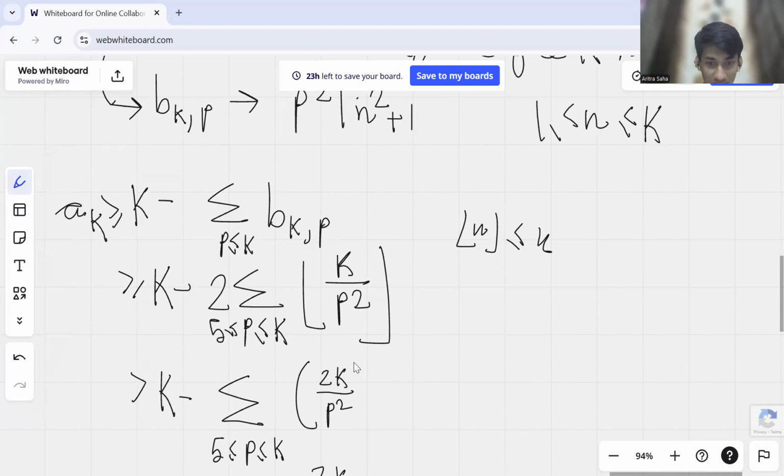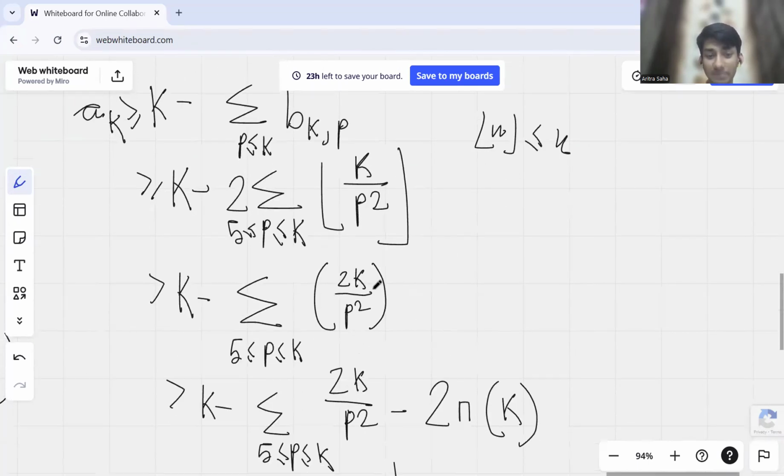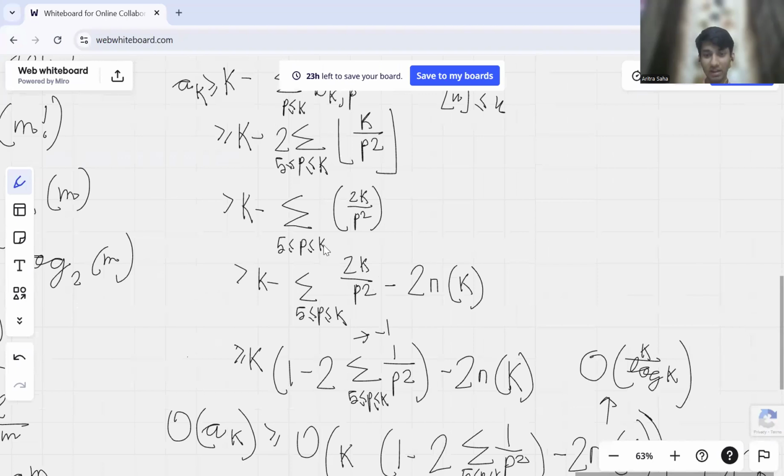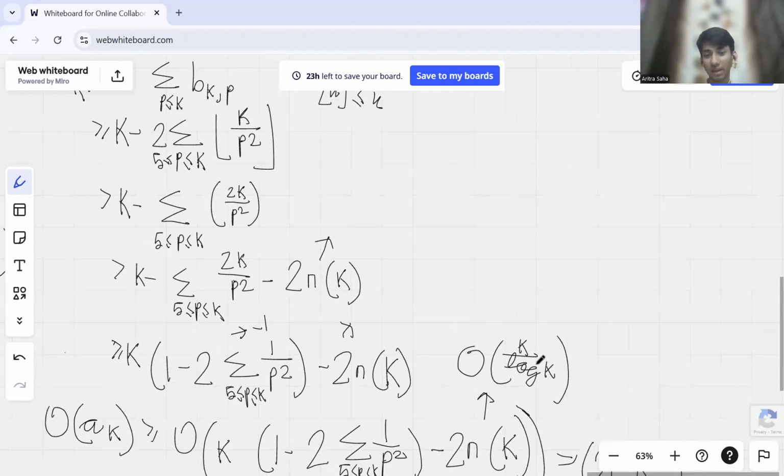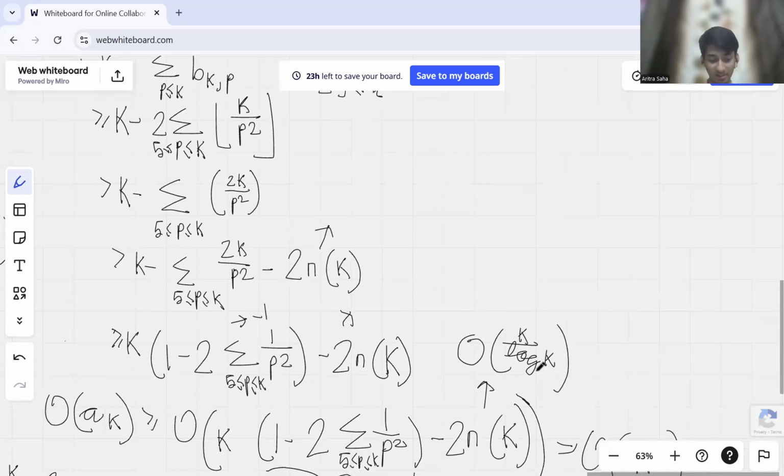Thanks. Because this is bigger, so subtracting a bigger thing. Okay. You can remove all of this part then. But even if this occurred, because this is O of k by log k, this wouldn't matter. Okay.